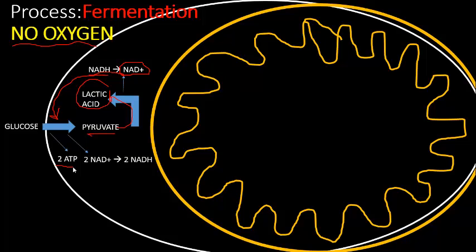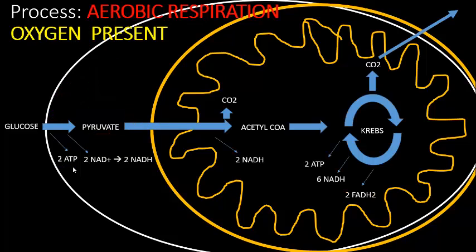So what happens if oxygen is present? If oxygen is present, the pyruvate will enter the mitochondria, and it goes directly into the mitochondrial matrix, where the next chemical reaction takes place. The next chemical reaction is called pyruvate oxidation. Pyruvate gets oxidized. It loses its electrons. The electrons go to NAD+ and form NADH.